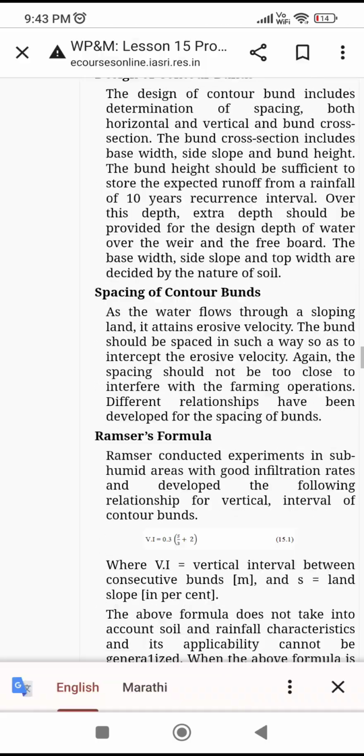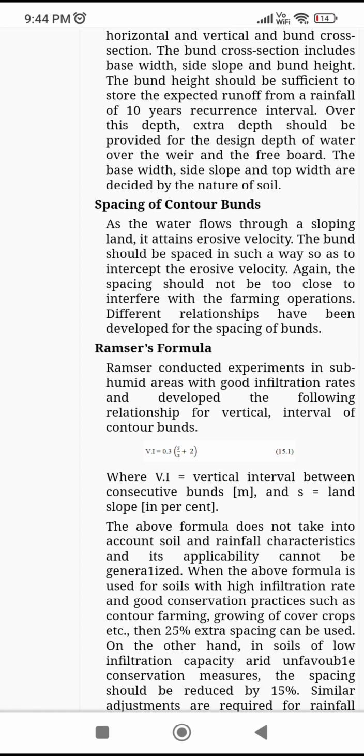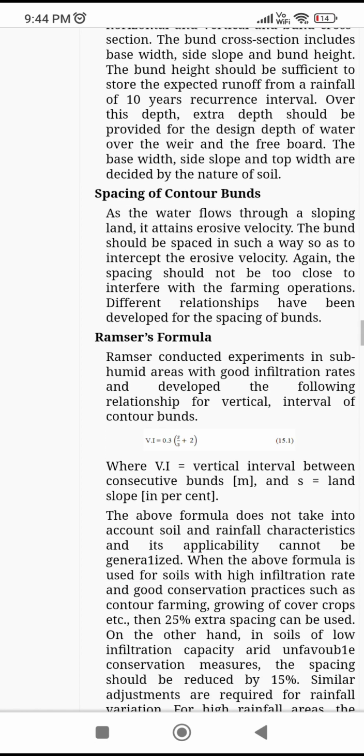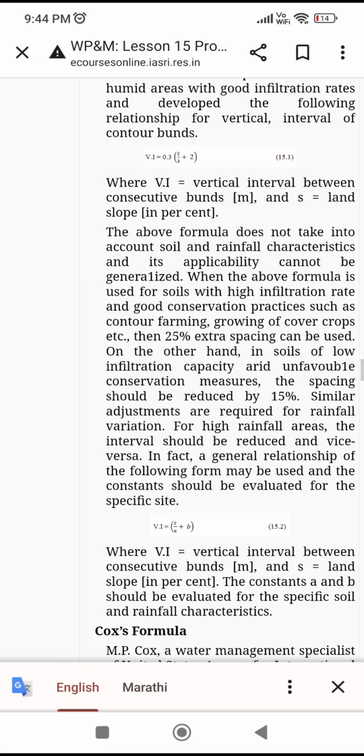So here, design of contour bunds, spacing of contour bunds, Ramser formula. Remember the Ramser formula. VI is equal to 0.3 (S/3 + 2), where VI is the vertical interval between consecutive bunds and S is the land slope in percent.